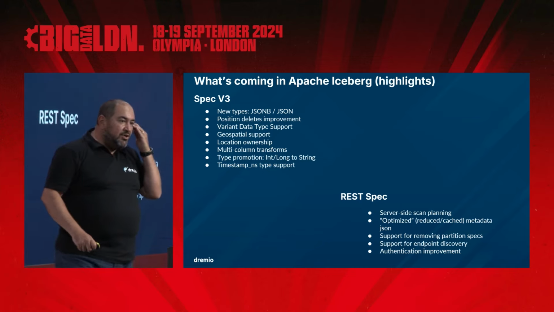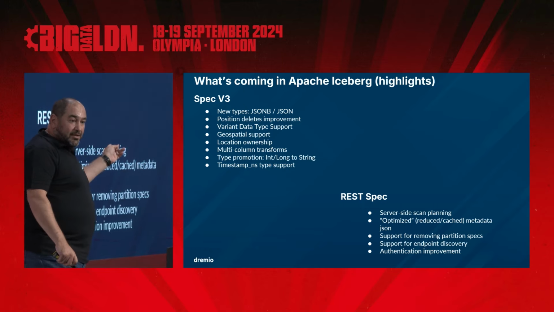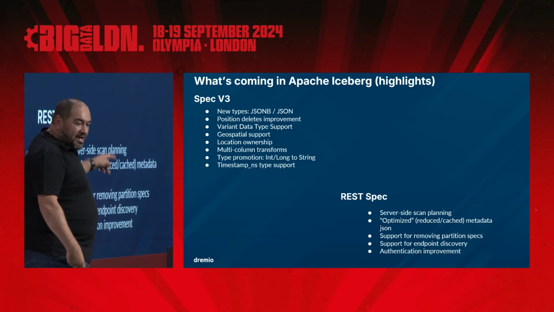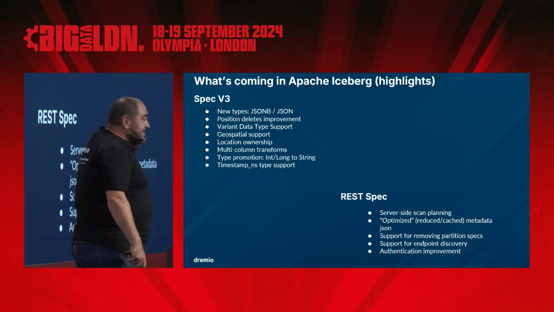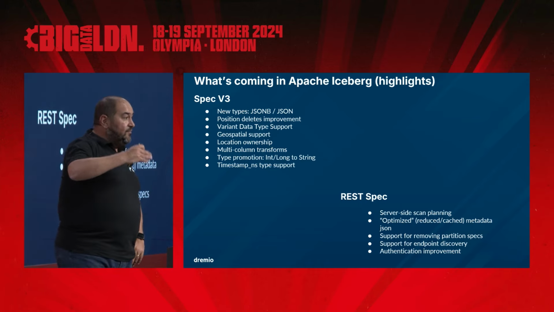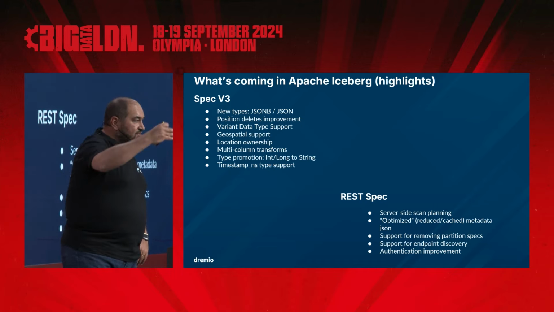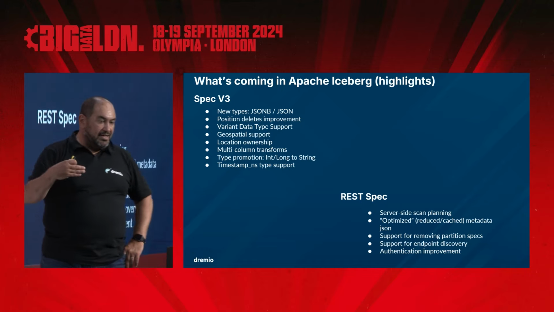In Iceberg, you have another spec, which is the REST spec, so for the catalog. This spec is used by Polaris. So that's why I mentioned there. And we have a pretty cool feature that's coming: server-side scan planning. Instead of today, where each query engine is responsible for the scan planning, now the catalog can already provide some pre-scanning capabilities that the query engine can leverage.